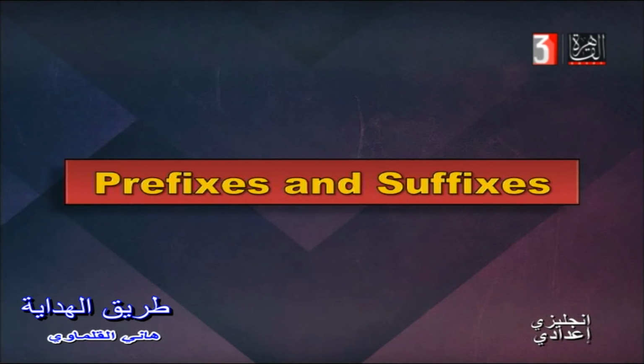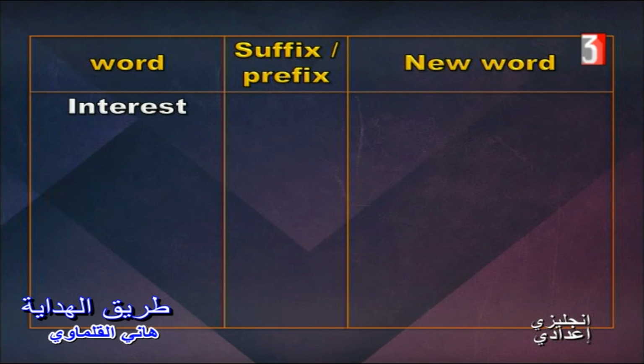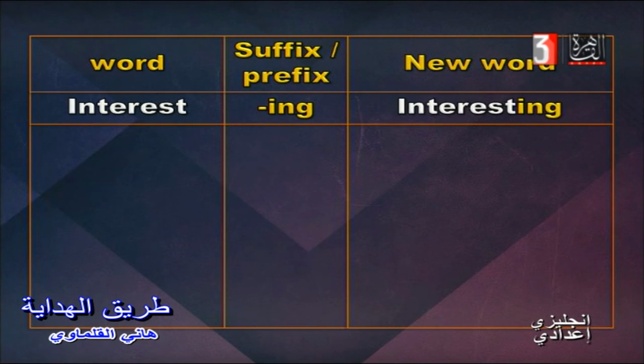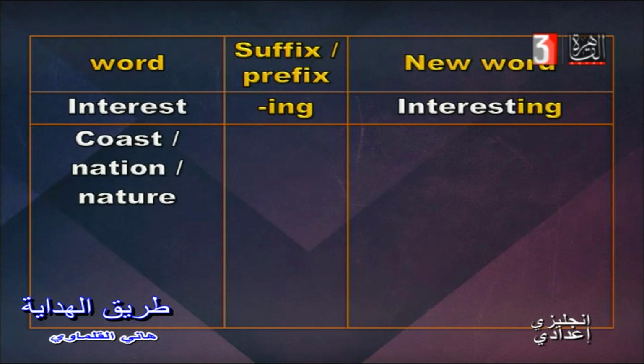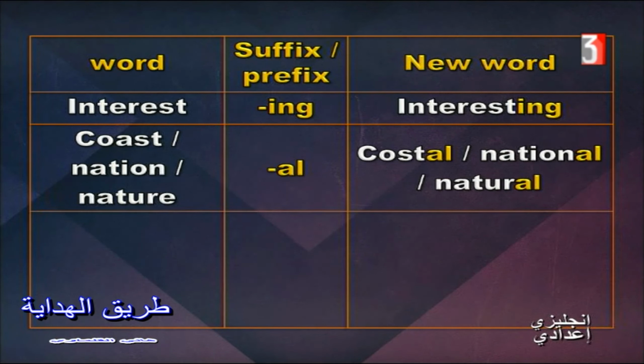So now we turn to prefixes and suffixes. And I remind you, prefixes البادئة, suffixes اللاحقة. So let's see. We have here the word, suffix, prefixes, and the new word. We have interest. Then we add ing to change it into interesting, and interested, adjective. Yes, we have coast, nation, nature, and we add the suffix al in order to change it into an adjective. So coastal, national, and natural.